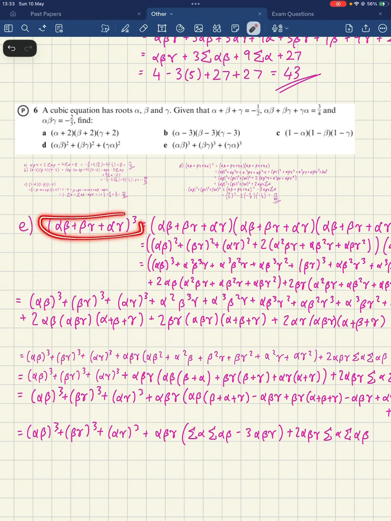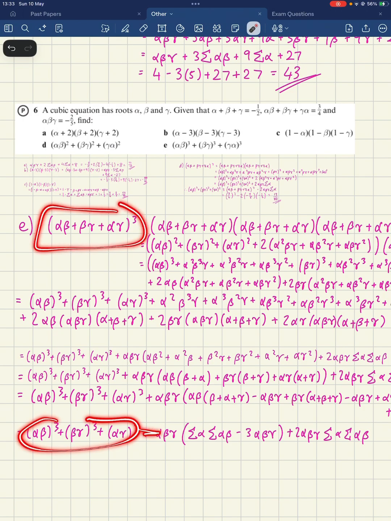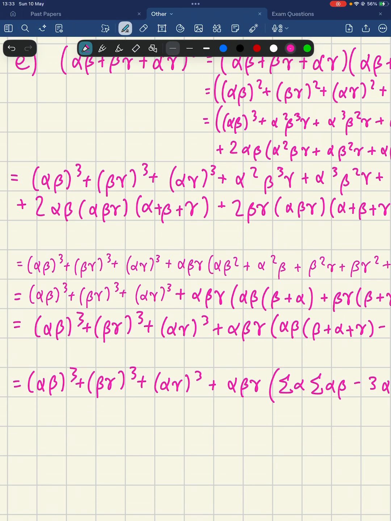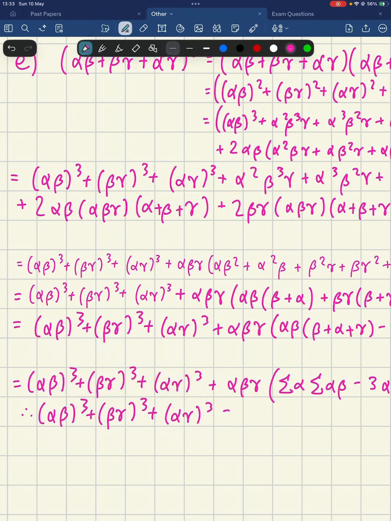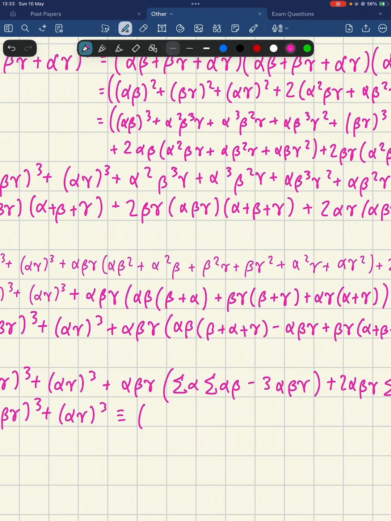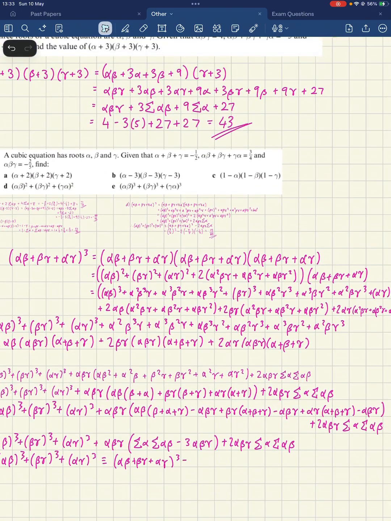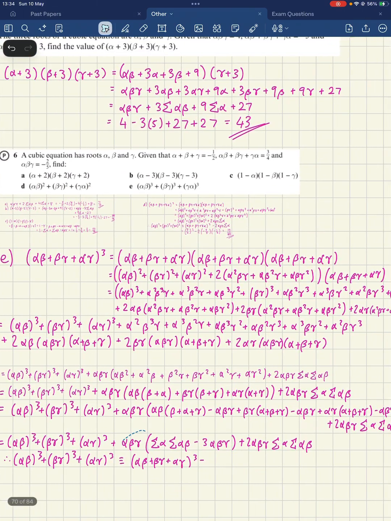Remember, this is all equal to this expansion over here. So that means that this must be equal to this whole expansion minus all of this. So, therefore, alpha beta cubed, all of that, is identical to alpha beta plus beta gamma plus alpha gamma all cubed, minus all of this.